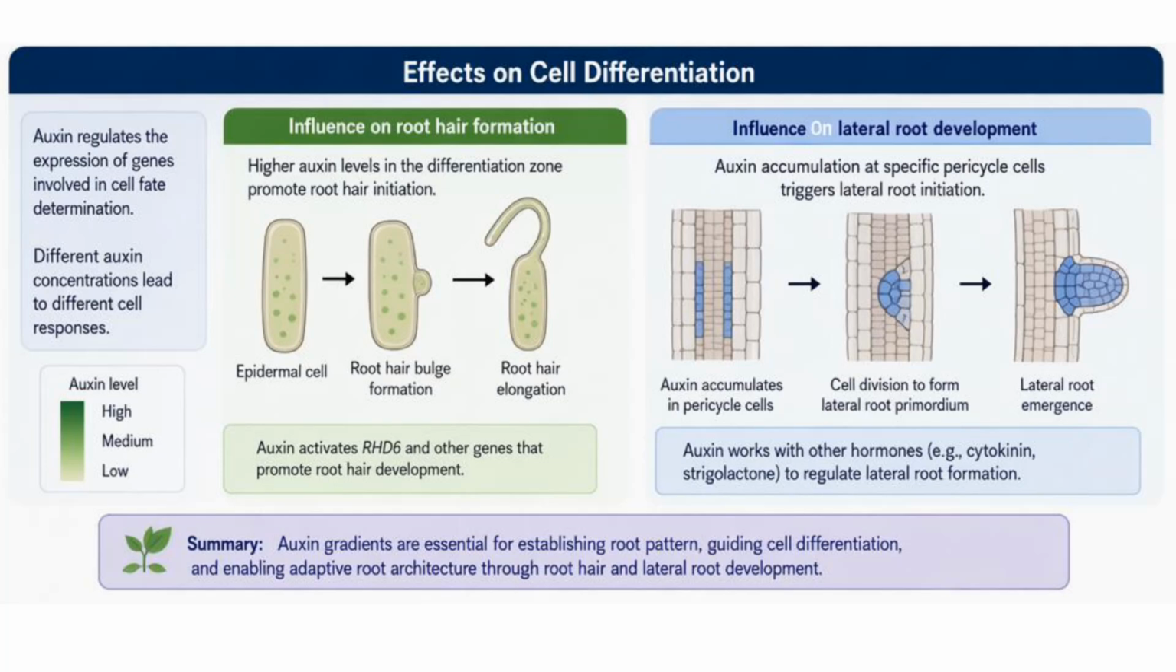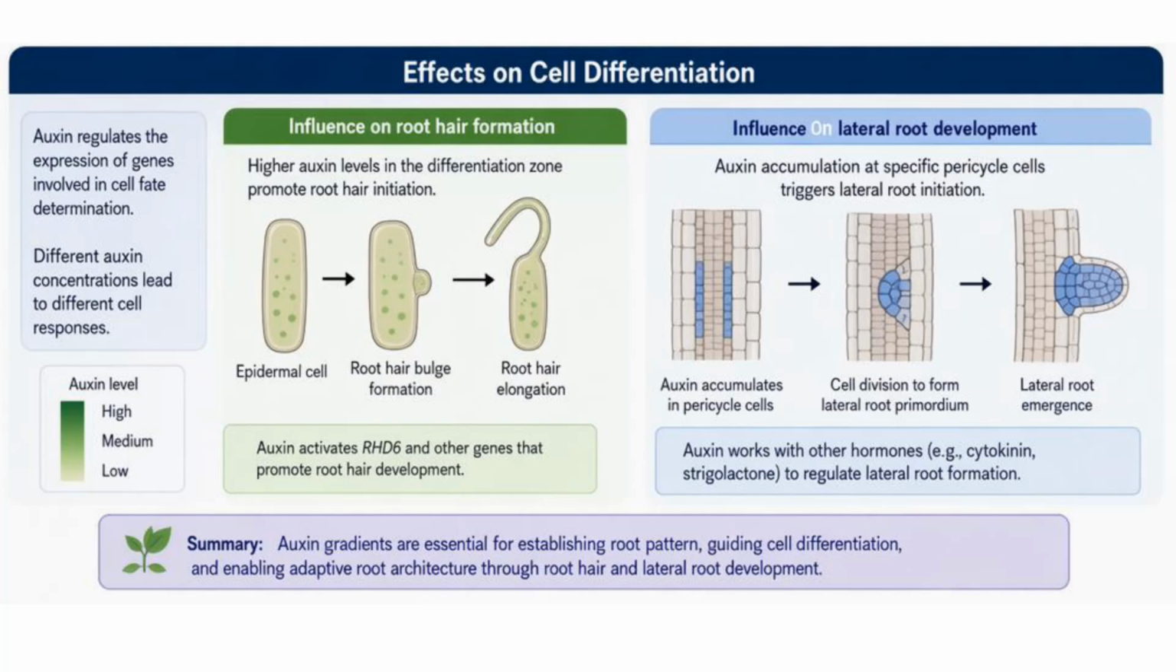This progression is driven by auxin. In the differentiation zone, where auxin levels are elevated, auxin activates a transcription factor called RHD6, Root hair defective 6, along with other downstream genes, which collectively trigger the asymmetric growth of the epidermal cell to form the root hair bulge, followed by tip growth to elongate it. This process is concentration sensitive. Insufficient auxin means poor root hair development. Optimal auxin levels drive robust hair formation.